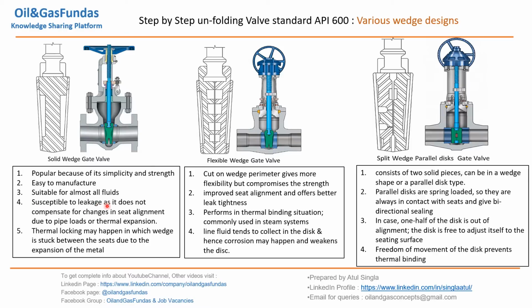Susceptible to leakages as it does not compensate for changes in the seat alignment due to pipe loads or thermal expansion. Suppose a high temperature fluid is going through and there is some expansion or contraction, then this wedge may block inside the seats. At some point it may be very difficult to open or close the valve. So in that case, it is not performing well. It may result in thermal locking, in which the wedge is stuck between the seats due to expansion of the metal. So this is one of the drawbacks also.